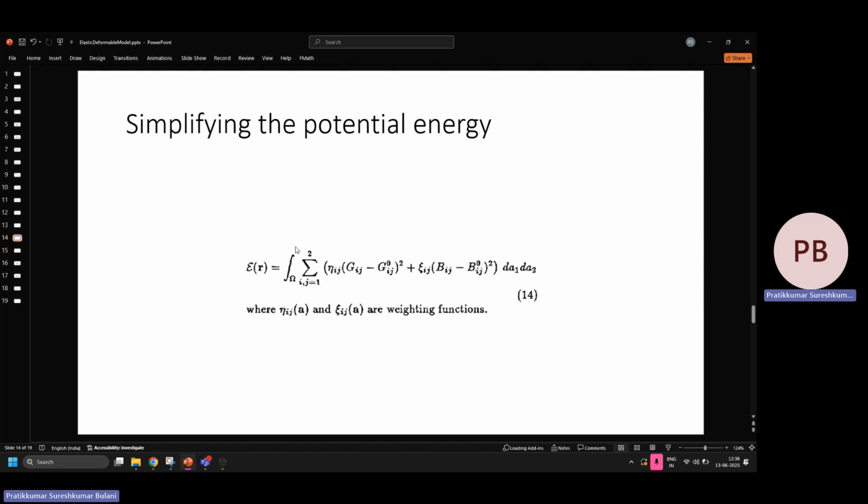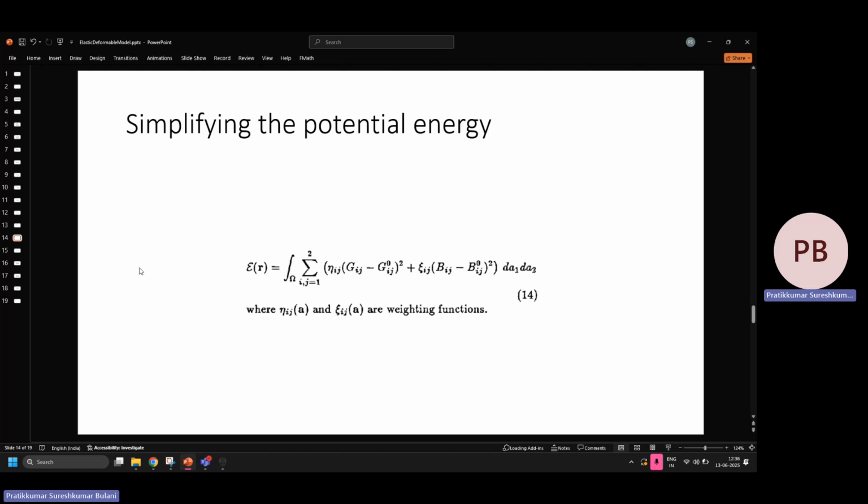And then there is the integral. As of now, let's call them eta ij and psi ij. By the way, this symbol I'm calling psi; I don't know what you will call it. So eta ij and psi ij, I'm calling as of now weighting functions, but later I'll tell you what their physical significance is.